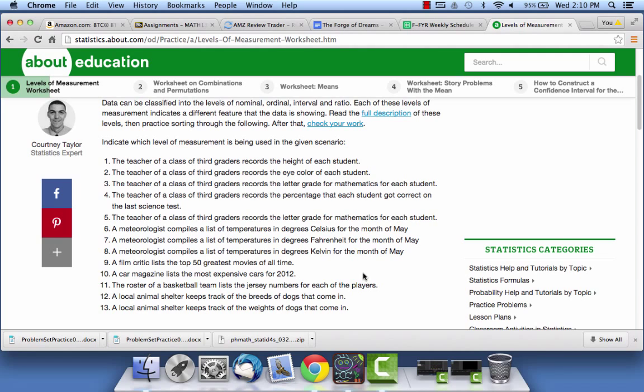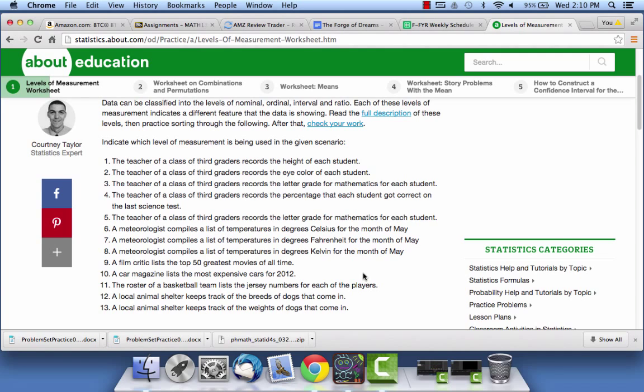The way to really know if it's interval is to ask: is 0 degrees Celsius the absence of all heat? And the answer is no, it's not. If it's 0 degrees Celsius, water freezes, but life goes on. So it's not the absence of heat. It's just quite cold. It's the same thing for Fahrenheit. 0 is quite cold, but it's not a total absence of any heat.